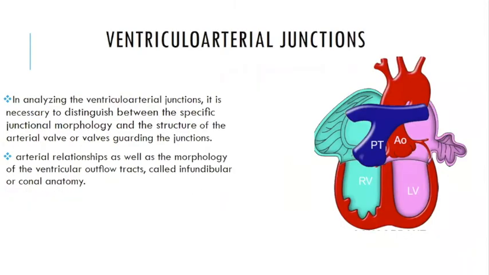Now coming to the ventricular-arterial junction. In analyzing the ventricular-arterial junction, it's necessary to distinguish between the specific junctional morphology, the structure of the arterial valve or valves guarding the junction, the arterial relationships, as well as the morphology of the ventricular outflow tracts, called infundibular or conal anatomy.